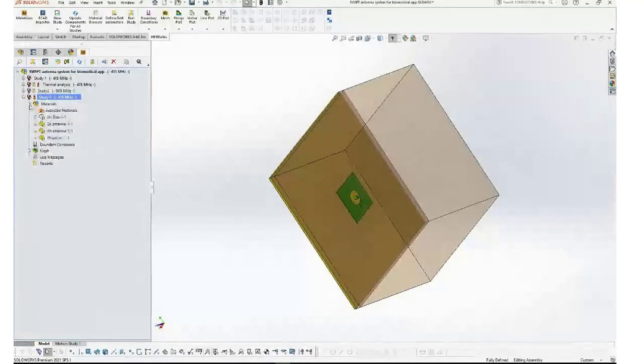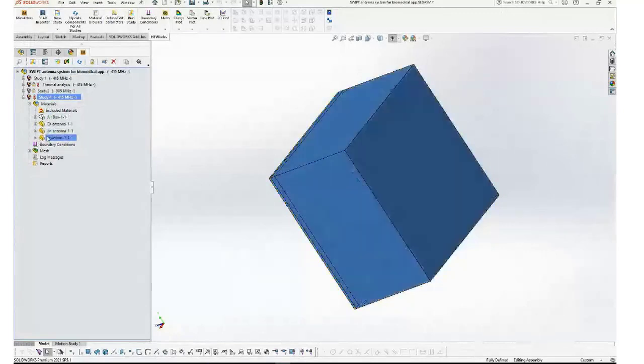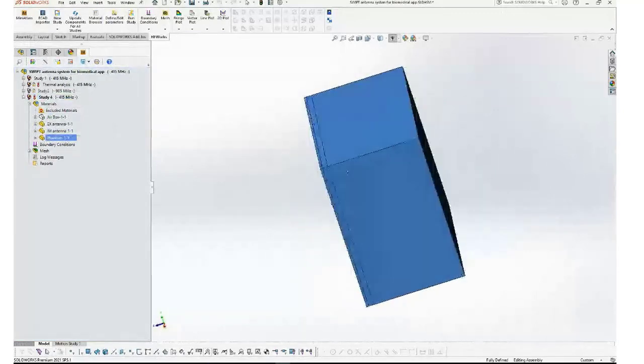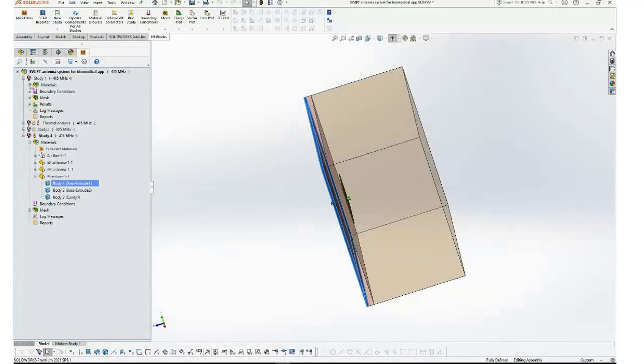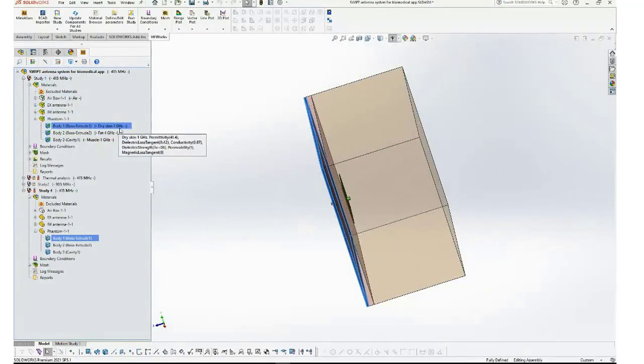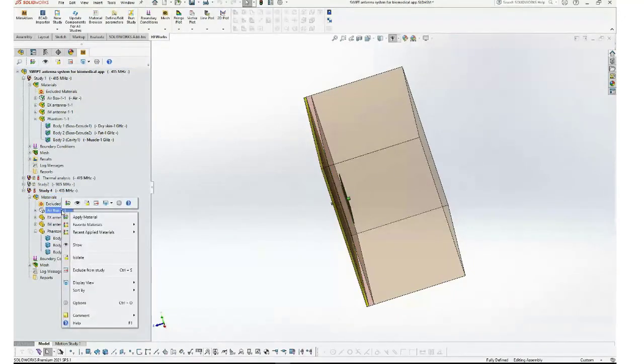The important thing I wanted to stress here is that if I look at the phantom, this is part of the phantom of the human body. It has a body one, which in this case, I'm going to go back to, is the dry skin, the second one is fat, and the third one is muscle. The important thing is that before you do a simulation, all materials have to be defined. I have an air box that I'm hiding, and I need to apply material to it as well. So I can use my favorite material to apply to it.